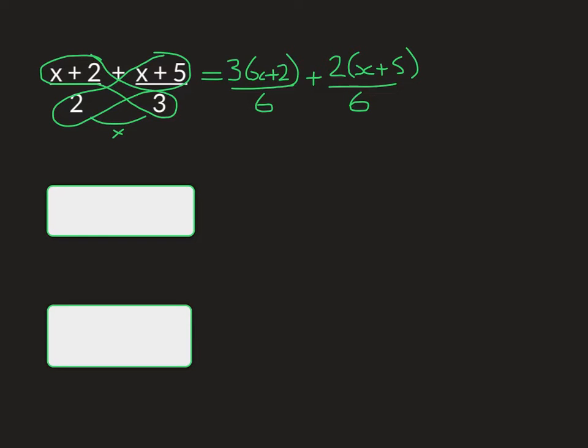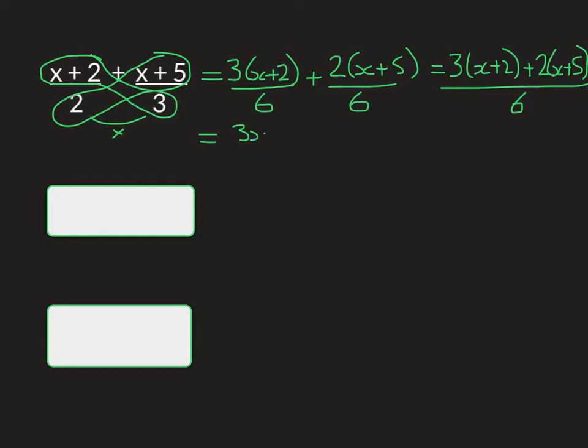Right, so this is where it gets a little trickier. We can now put the tops over the same denominator. So I can combine them into one whole fraction. So it's all over 6 now. But I need to expand that top and simplify it.